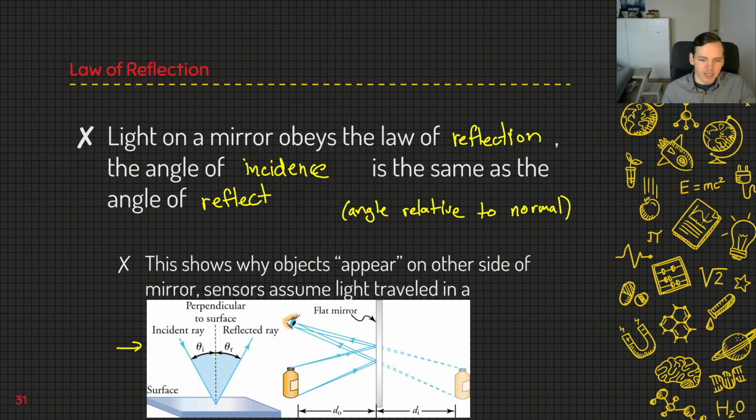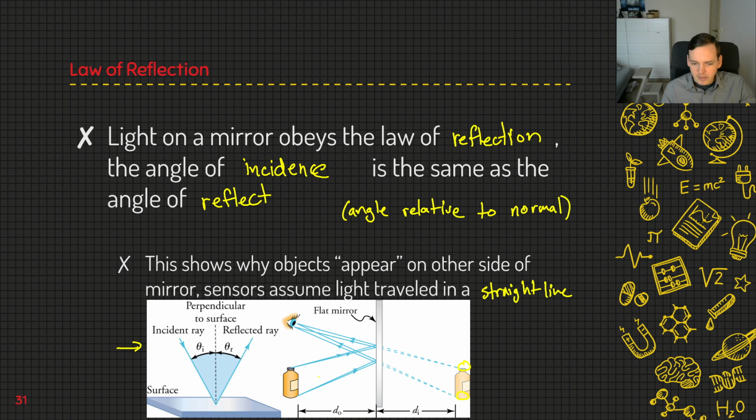And so this explains why images or objects appear on the other side of a mirror, because our sensors or our brains or whatever's measuring that light assume, quote unquote, that light traveled in a straight line. So if you look here, some of the light that went slightly up and slightly down ends up bouncing off the mirror and hitting our eye at the top, and you can trace these. Basically, if we assume that these came in straight lines, they had to have started on the opposite side here.